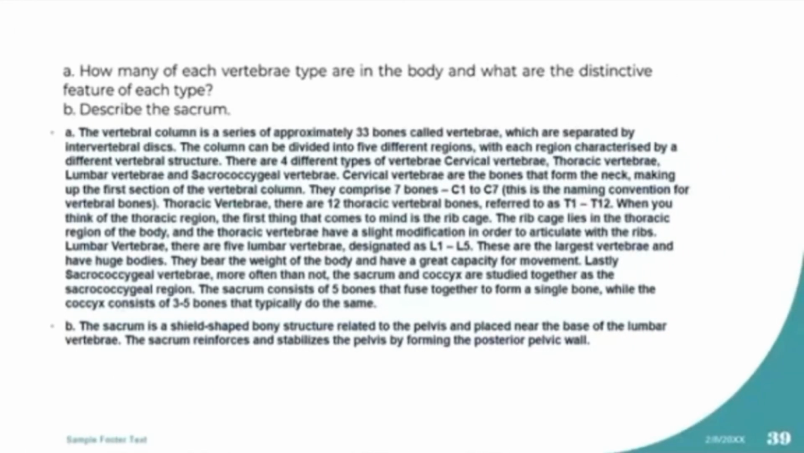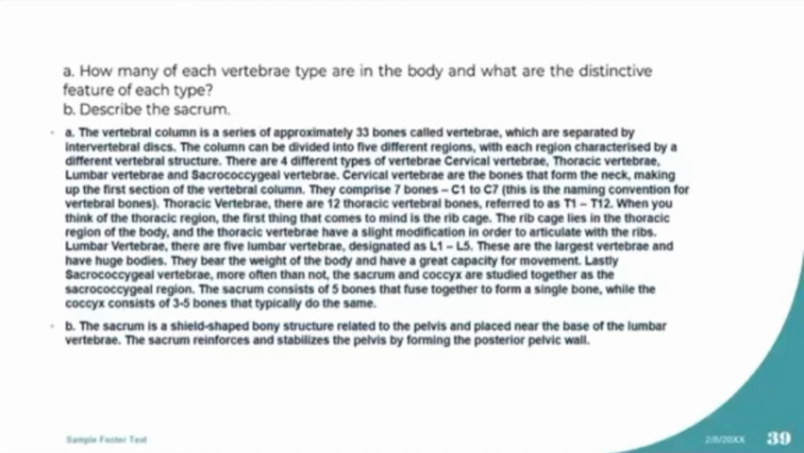How many of each vertebrae type are in the body and what are the distinctive features of each type? The vertebral column is a series of approximately 33 bones called vertebrae, which are separated by intervertebral discs. The column can be divided into 5 different regions, with each region characterized by a different vertebral structure. There are 4 different types of vertebrae: cervical vertebrae, thoracic vertebrae, lumbar vertebrae, and sacrococcygeal vertebrae.